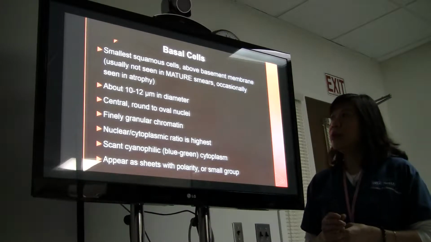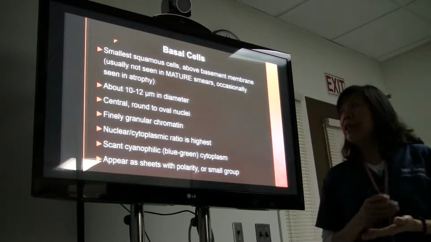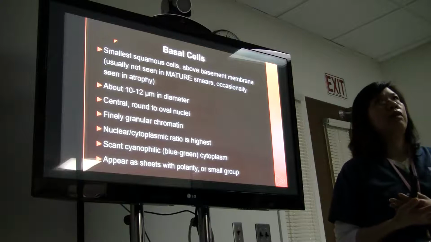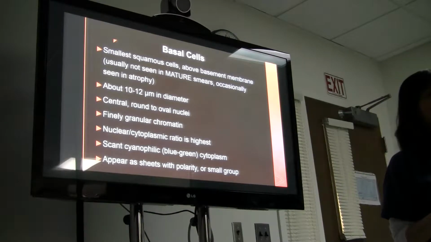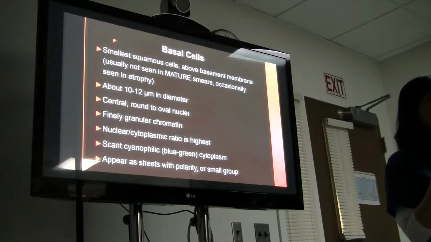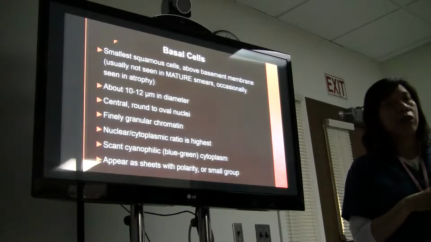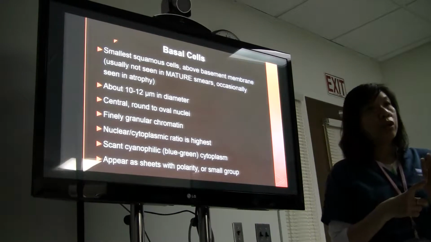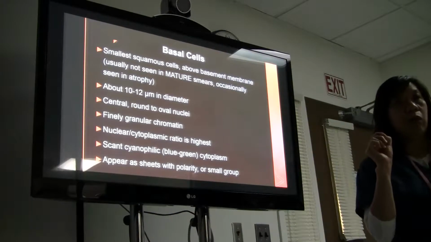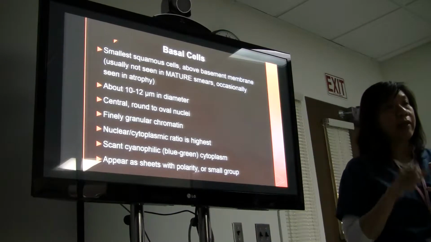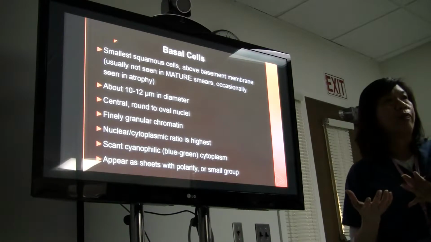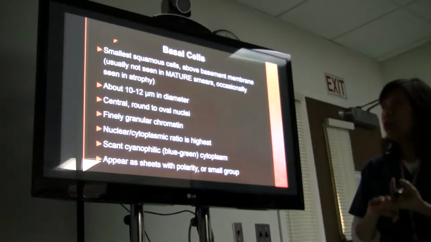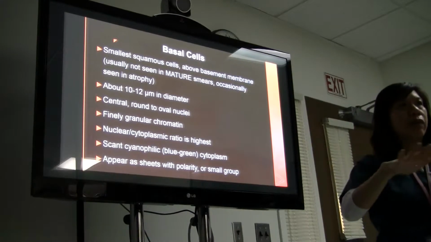Finely granular chromatin. What do I mean by finely granular chromatin? Picture powdered sugar, very fine grain, almost like powder. The regular kind of sugar is a little bit more granular, and the raw cane sugar is usually a little more chunky in the grain. And then you have rock sugar. So the grain is a different size. Finely granular chromatin means that the chromatin is very fine, very smooth.